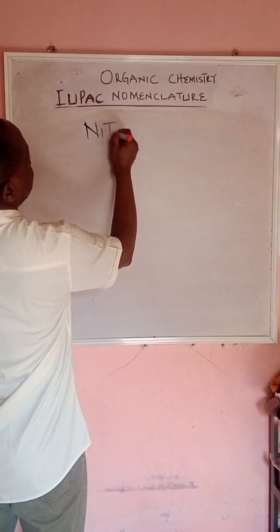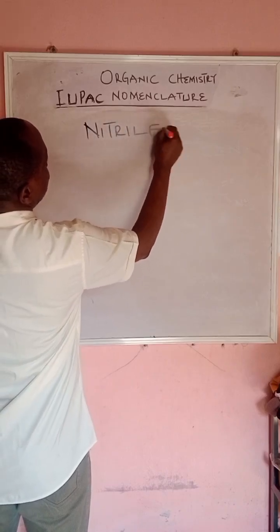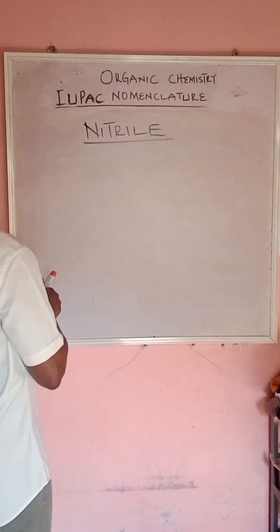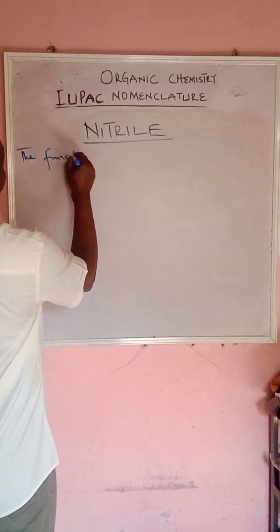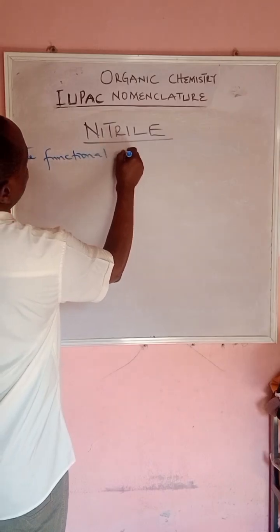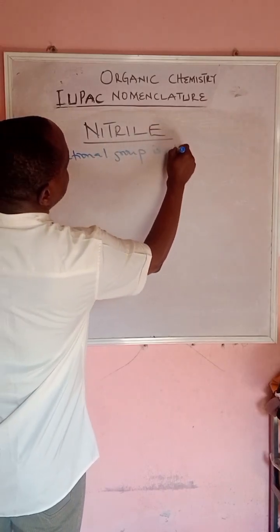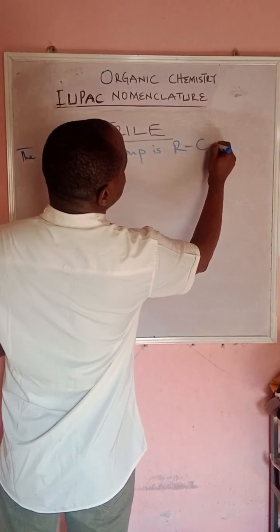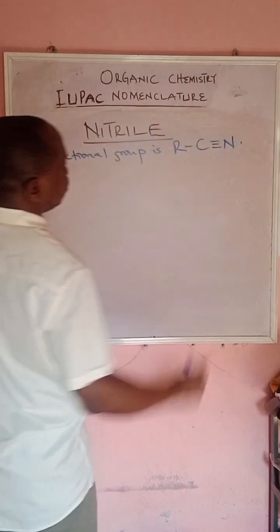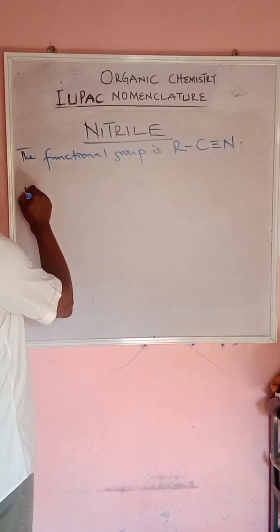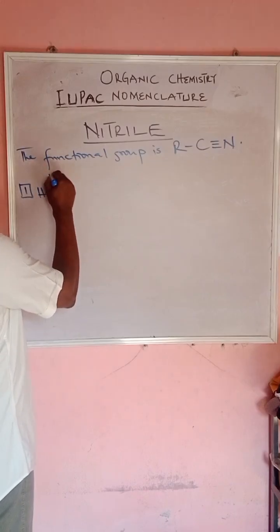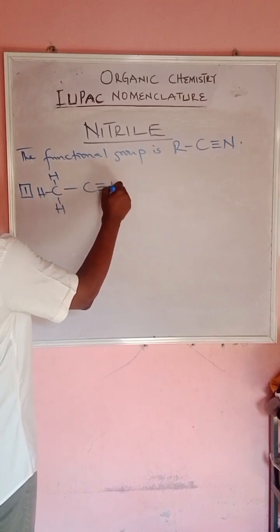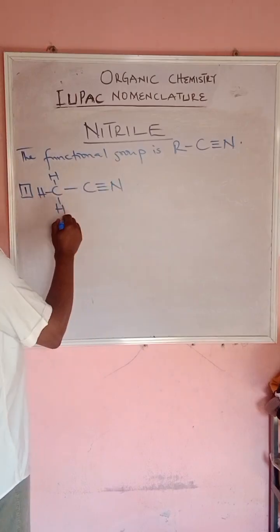Nitrile. The functional group is RC triple bond N. That's the functional group. Let's see an example on that. Let's say you have CH3 here, you have CN. So this one will be ethanenitrile. Ethanenitrile. Take note of that.